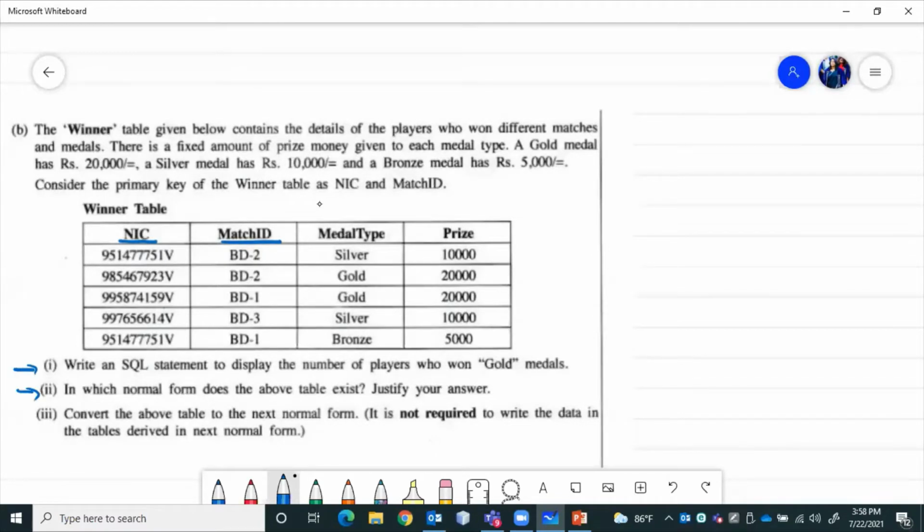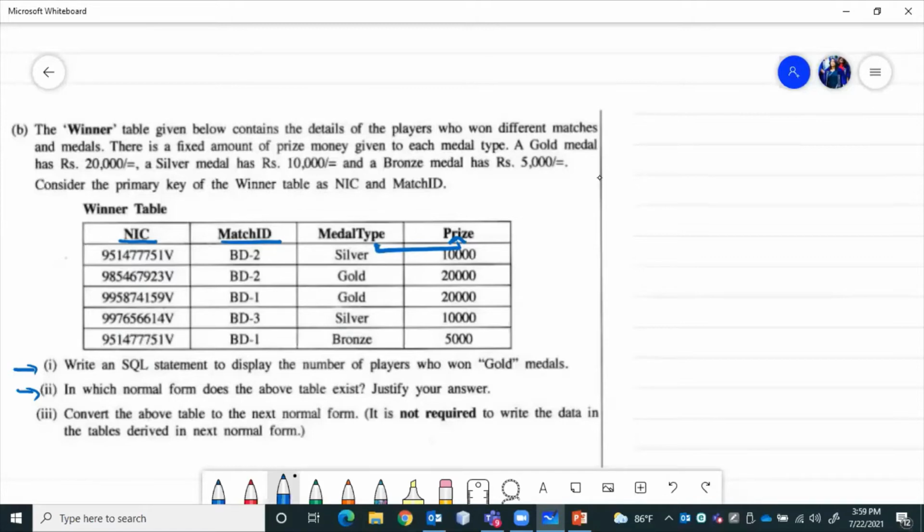In which normal form does the above table exist, and justify your answer? Quickly tell me, in which normal form do we have this particular table? Yes, very good. It says here, the price is depending on the medal type. Note that, the price is depending on the medal type. So what is the dependency here?